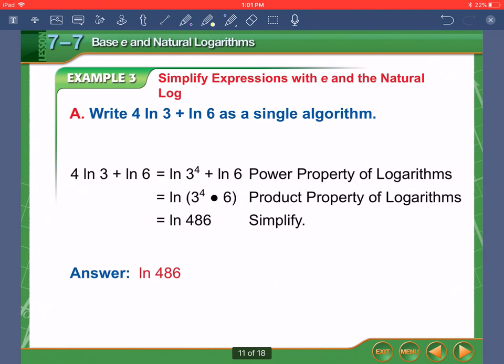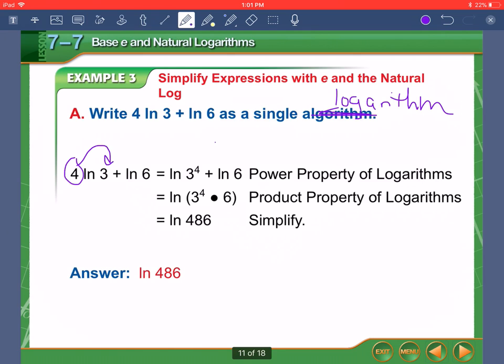All right, so now we're going to simplify. And all of the properties for logarithms apply for natural logarithms. So here I have 4 times the natural log of 3 plus the natural log of 6. And I'm going to write it as one single logarithm. So 4 natural log 3 can actually be written as the natural log of 3 to the 4th power because of the power property. You can pull that 4 back. And then plus natural log 6.